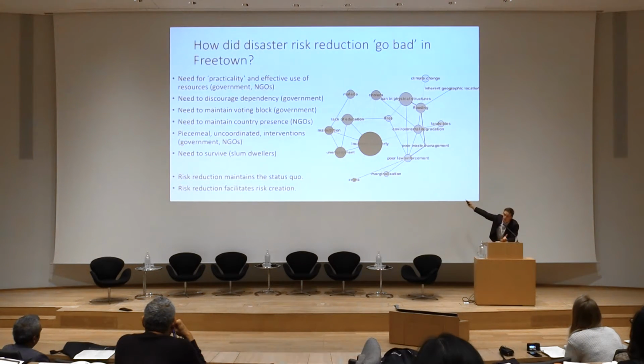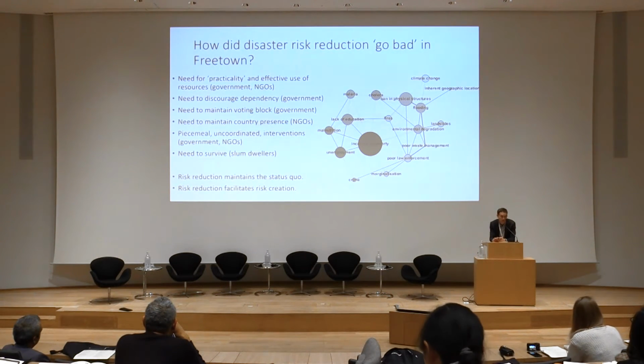This is a network map I've made of some of the causes and consequences of the flooding in Freetown. A lot of the interventions focus on one element of disaster management. And then the slum dwellers are there because they have a need to survive.